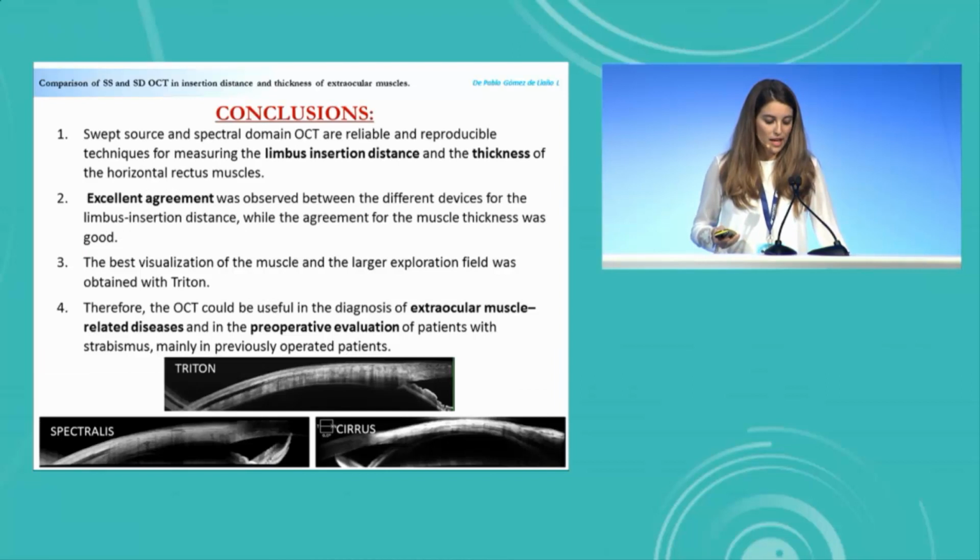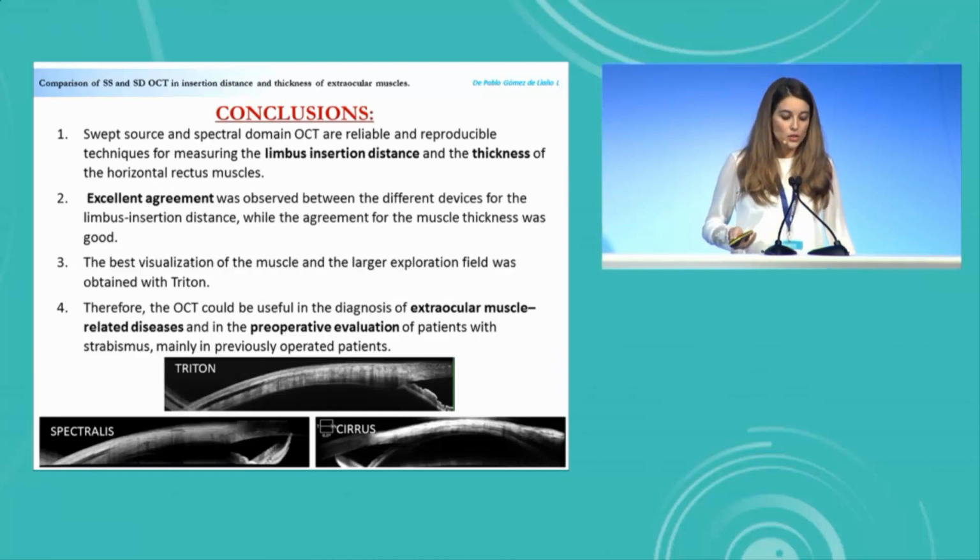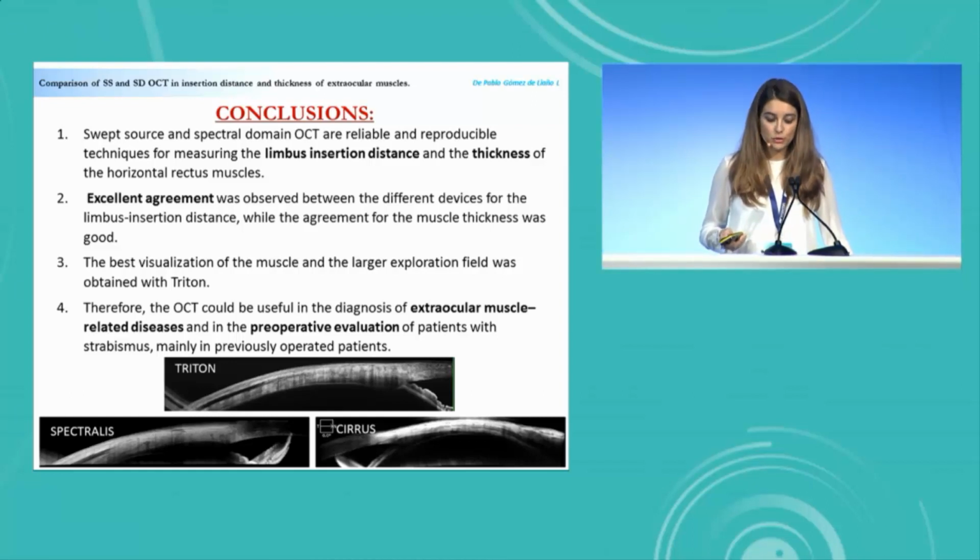To conclude, I'd like to summarize that SS-OCT and spectral domain OCT are reliable and reproducible techniques for measuring the limbus insertion distance and the thickness of the horizontal rectus muscles. Excellent agreement was observed between the different devices for the limbus insertion distance, while the agreement for the muscle thickness was good. The best visualization of the muscle and the larger exploration field was obtained with Triton.